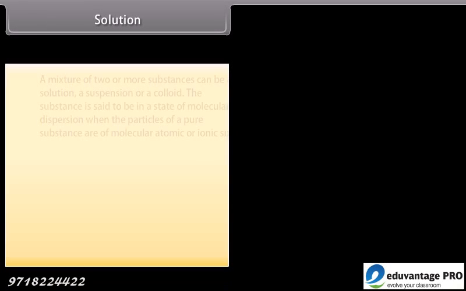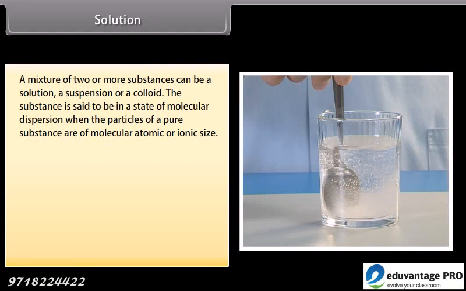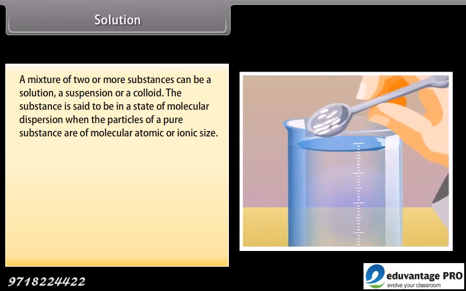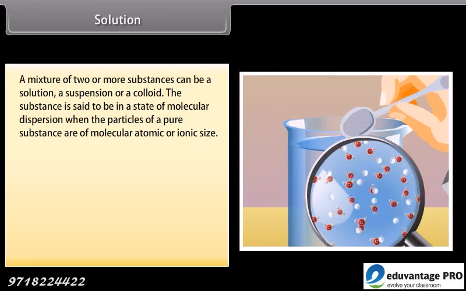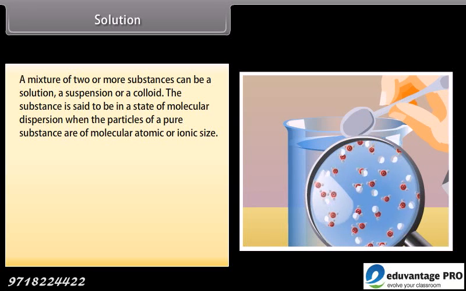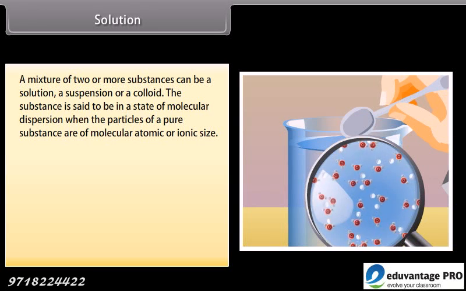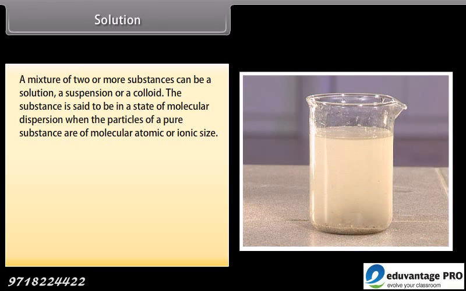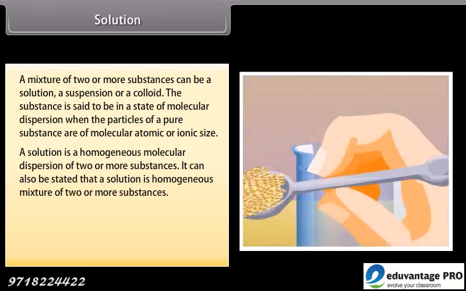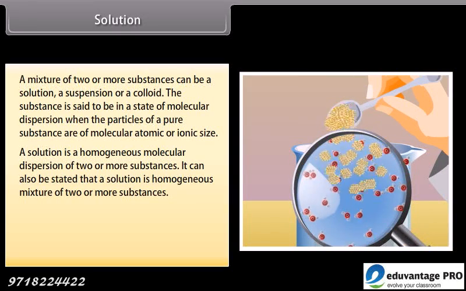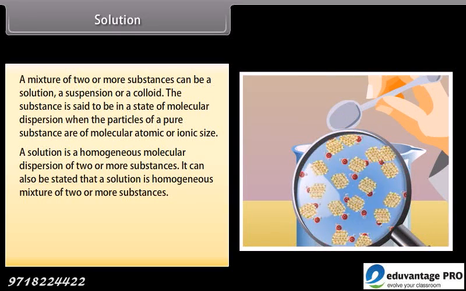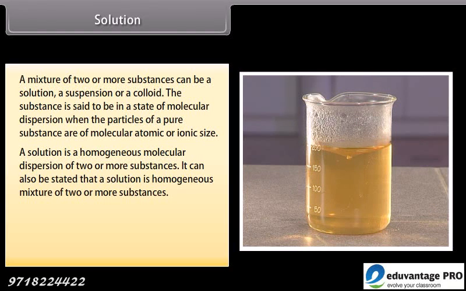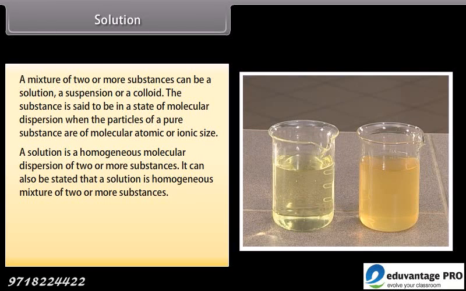Solution. A mixture of two or more substances can be a solution, a suspension, or a colloid. The substance is said to be in a state of molecular dispersion when the particles of a pure substance are of molecular, atomic or ionic size. A solution is a homogeneous molecular dispersion of two or more substances. It can also be stated that a solution is a homogeneous mixture of two or more substances.